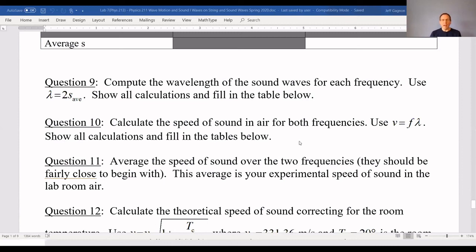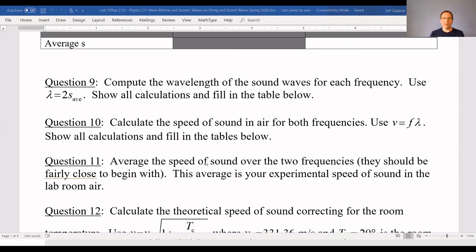Question 10. Now that you have the wavelength, we can calculate the speed of sound, right? The velocity V is simply equal to F times lambda. Well, we know the frequency, right? It's either going to be 500 or 650. And we know lambda, the wavelength, which we just computed in question 9. So if you multiply those together, that will give you the speed of sound.